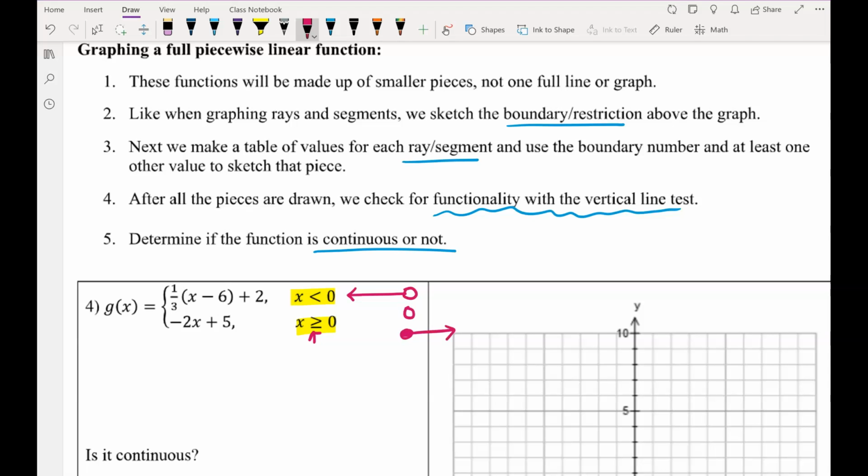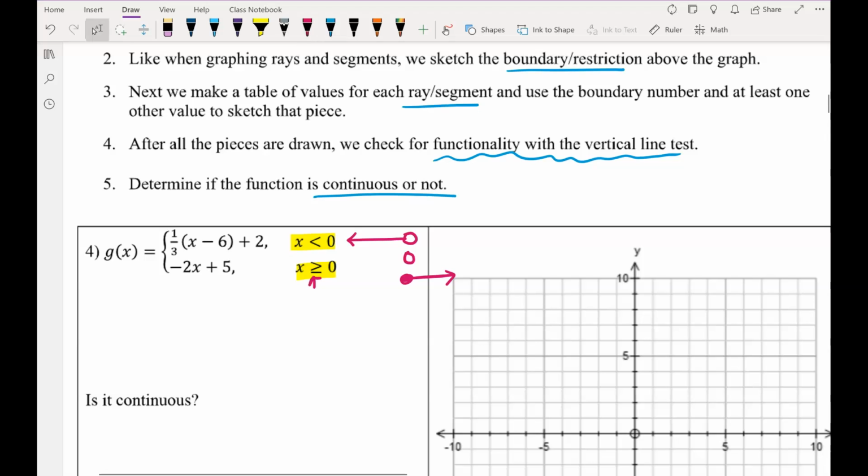So the first piece is everything to the left of 0. Okay, that's your boundary. Then the second piece, we have to pick every x value on the right side. So we have 2 pieces here. So that's what I'm going to start with. I'm going to write first piece and second piece and start with the table. Okay, so first piece. Make your table.